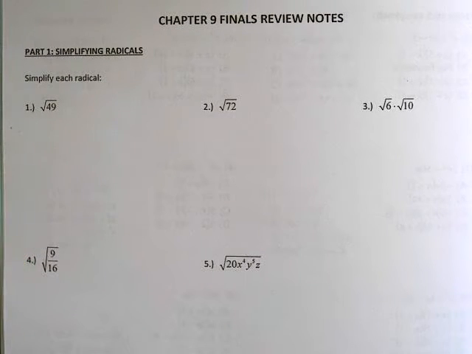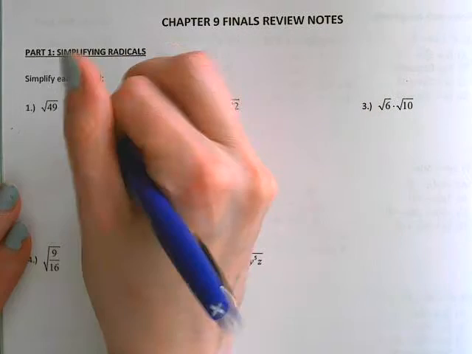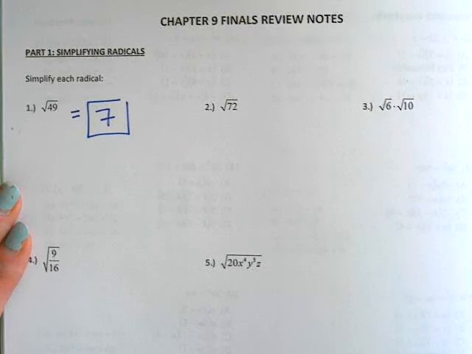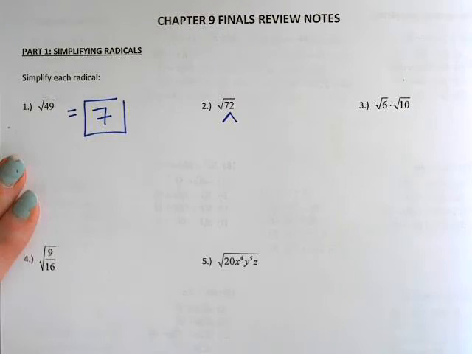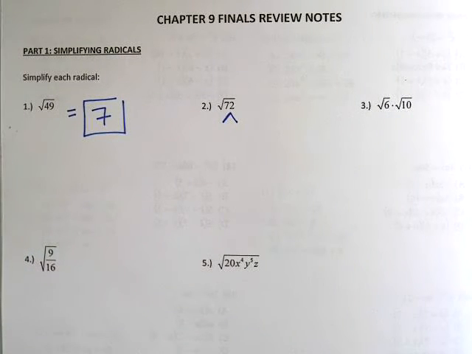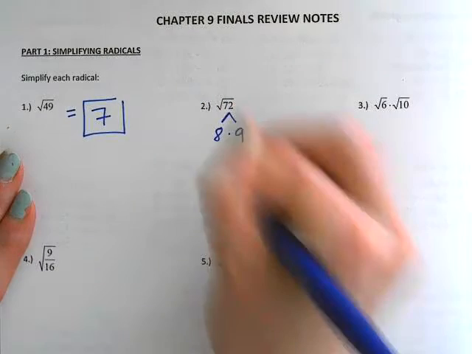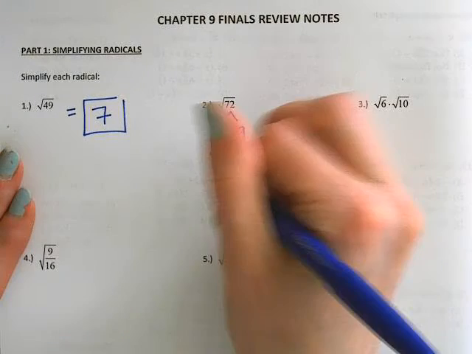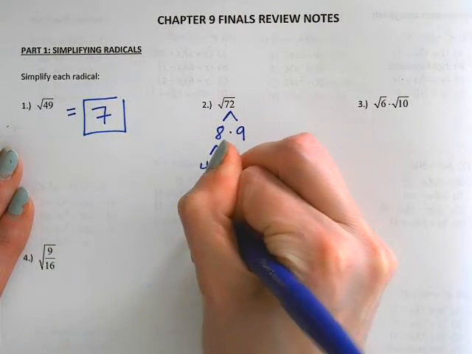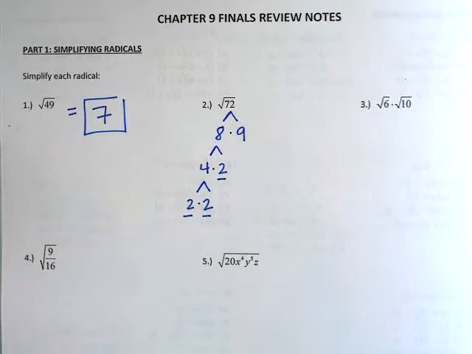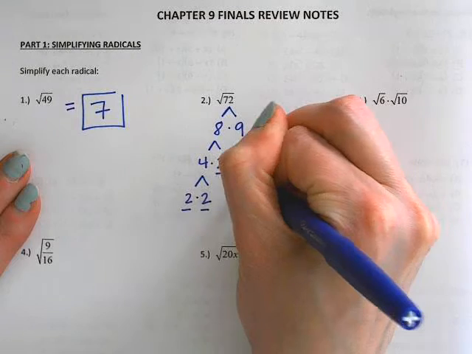Number one, if it's a perfect square, you can just do it, right? Square root of 49, you guys should know, is just 7. Okay, but 72, we got to make a tree. So any two numbers that multiply to 72, I'm going to do 8 times 9, and then you keep going. 8 is 4 times 2, 4 is 2 times 2, and then you stop once they're prime. And then 9 is 3 times 3, and we can stop there.